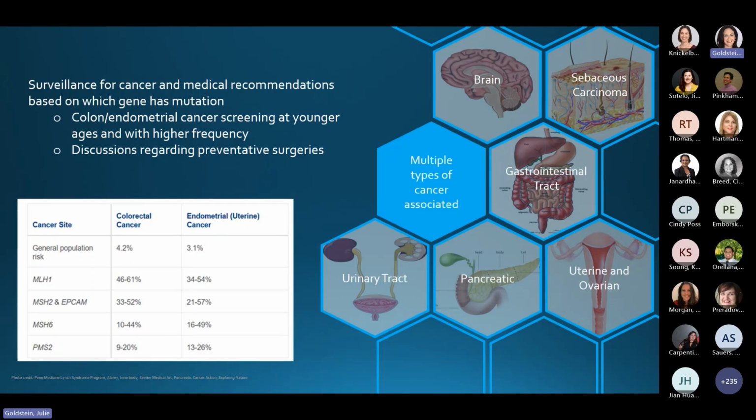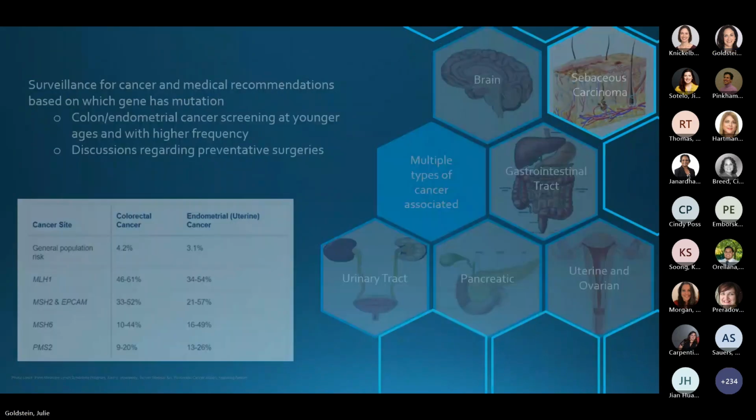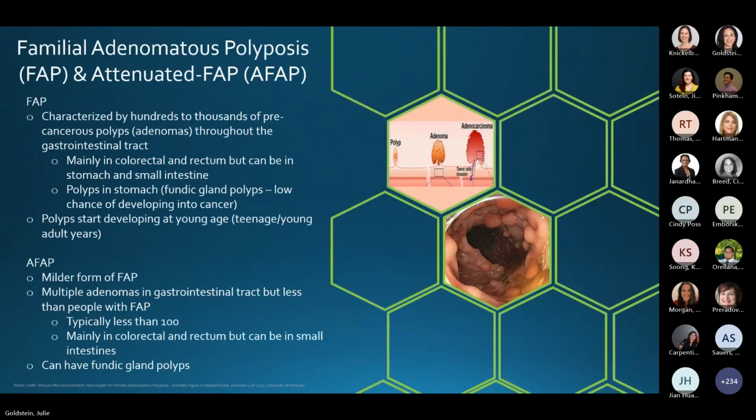On the left side, you can see I have the different genes listed and the risks for colon cancer and endometrial cancer, depending on which gene is involved. I know we could spend all day talking about Lynch syndrome, but I think we're going to move on to talk about familial adenomatous polyposis and attenuated familial adenomatous polyposis. This is quite a mouthful, so you can see why we call it FAP or AFAP.